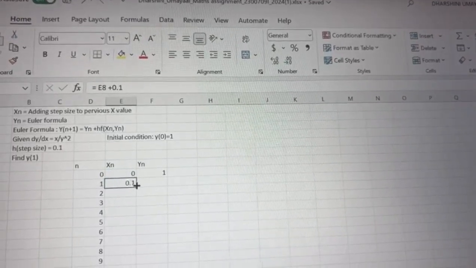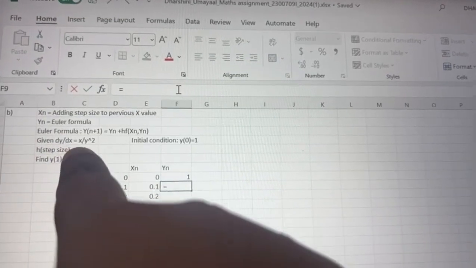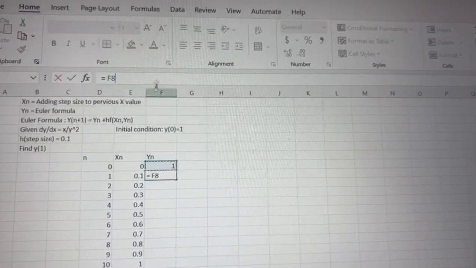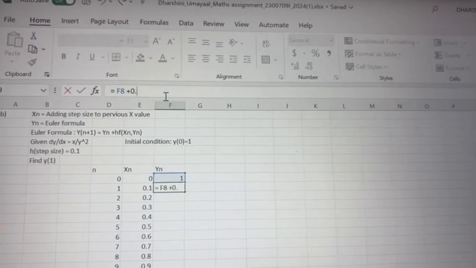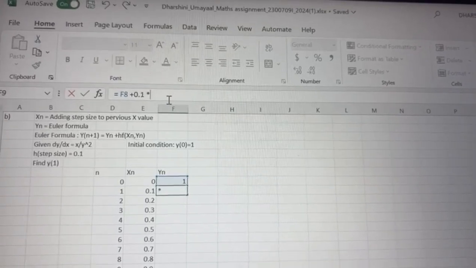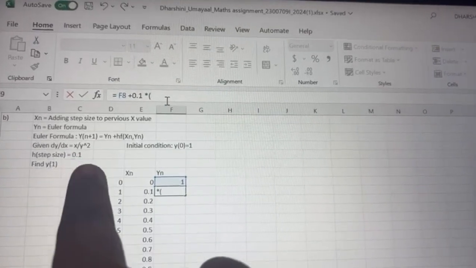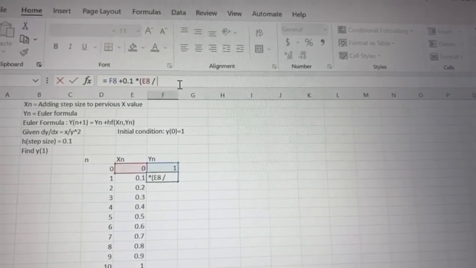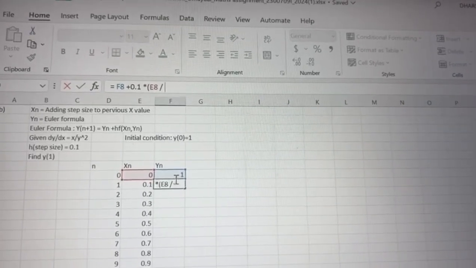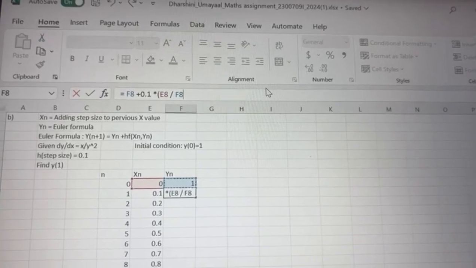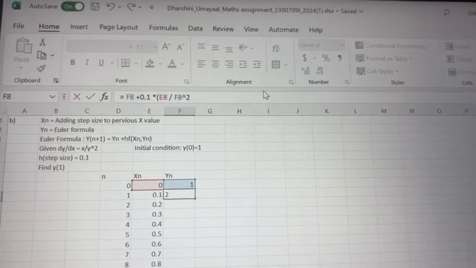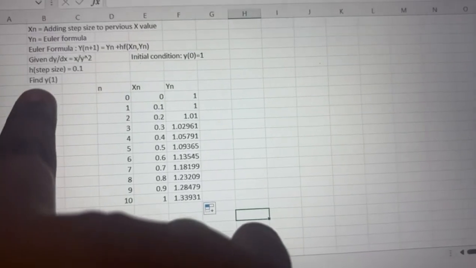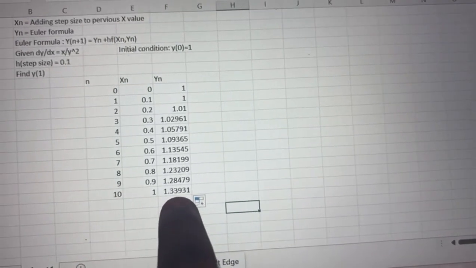Then I'm just going to do the same. dy over dx equals x over y squared. So this is going to be equal to the previous value plus the step size multiplied by your given equation, subbing in the x and y of the previous values. So x is 0, so we just sub in, divided by the previous y squared. We get 1, and the solution to find y1 is 1.33931.